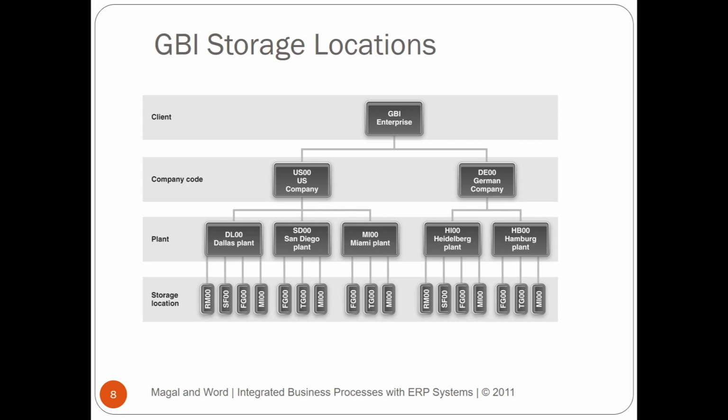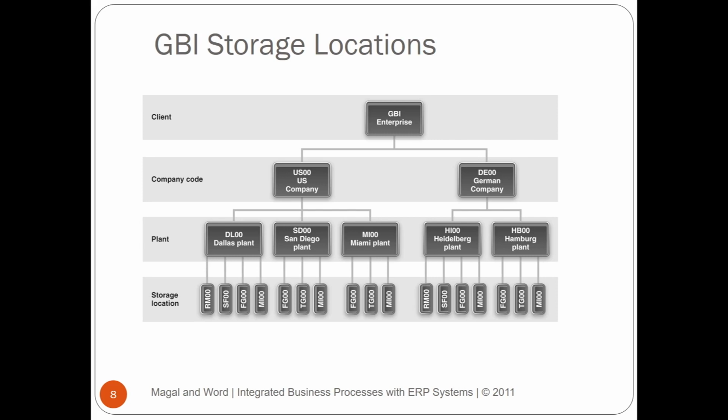The manufacturing facility in Heidelberg has a structure similar to Dallas. Although the labels of the storage locations are the same in different plants, for example, the location FG00 exists in all five plants, they are distinct in the organizational levels. The combination of plant and storage location must be unique. Therefore, the Dallas plant could not have another storage location with the label FG00.